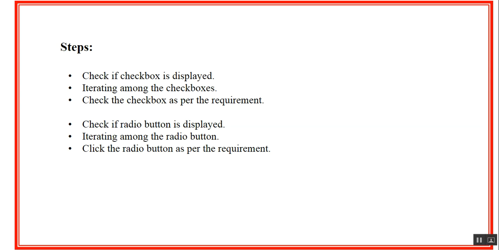Same thing we'll do for radio button also. We'll check if a radio button exists. If it exists, I'll iterate among the values or the options in the radio button, and then I'll select any one of the radio buttons as per the requirement again.